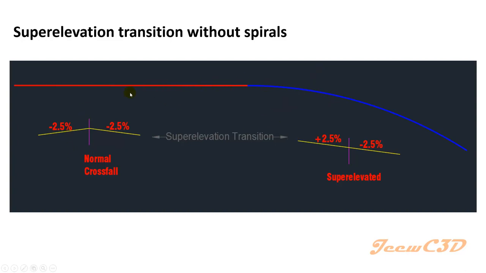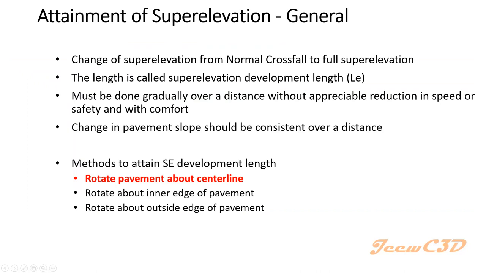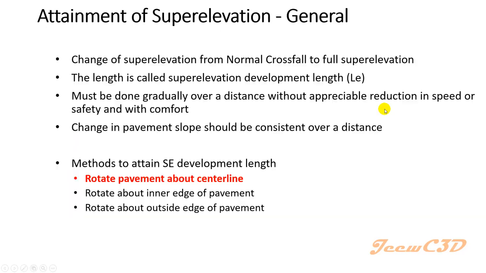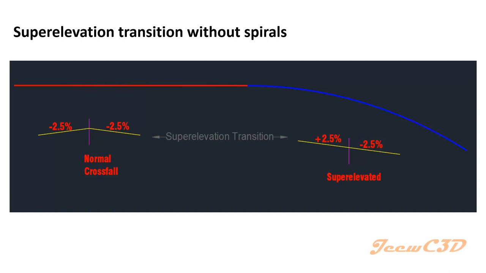So now we have an idea that super elevation transition is happening inside this road to rotate the pavement from -2.5 to +2.5. We call this the attainment of super elevation. The change of super elevation from normal cross fall to full super elevation, that means from -2.5 to +2.5, is called the super elevation development length. Even though I say -2.5 to +2.5, it is only for this example. If the super elevation is -5 and +5, this distance would be the super elevation development length.